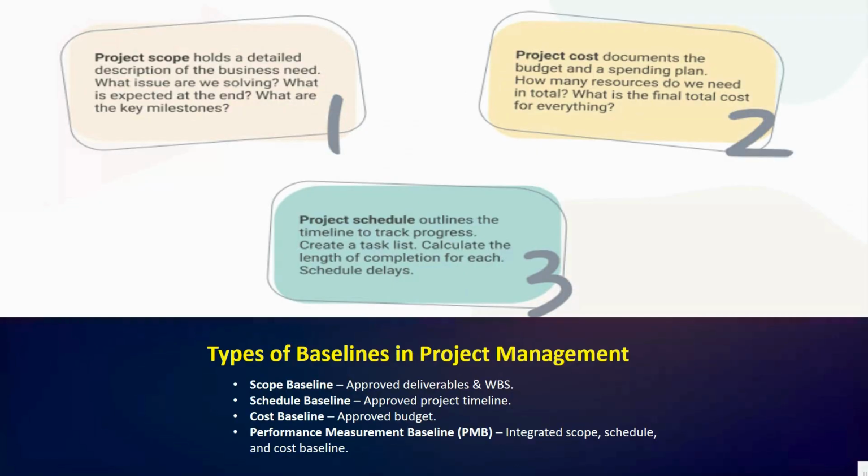Second, we have the schedule baseline. This is the approved project timeline. It contains the planned start and finish dates for activities and milestones. Any deviation from this baseline will show whether you are ahead of schedule or behind schedule.